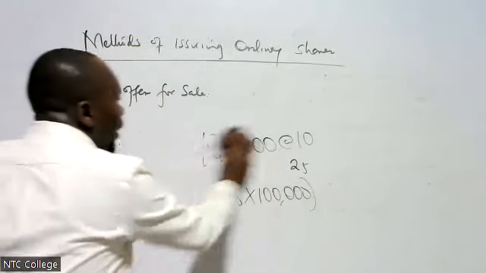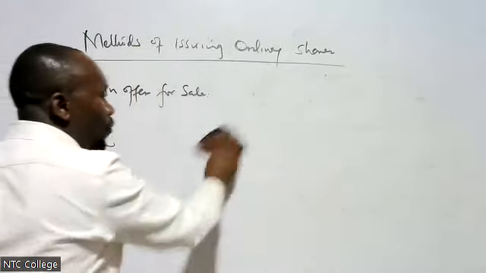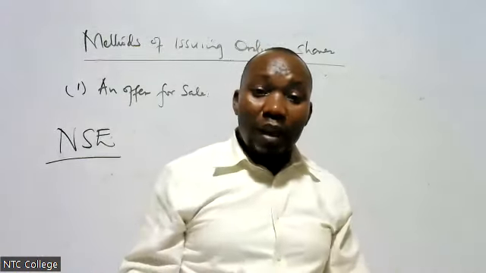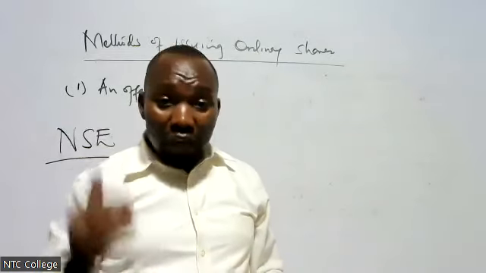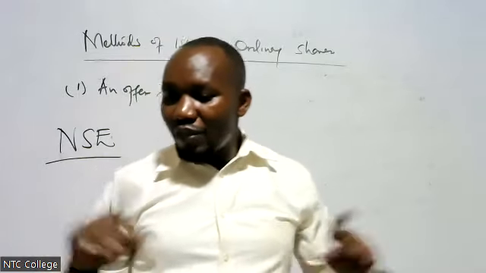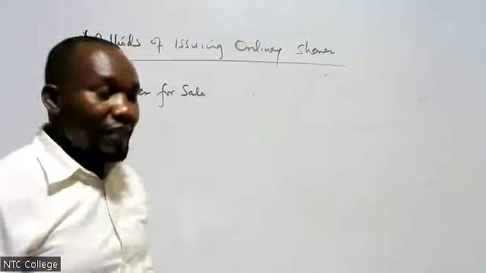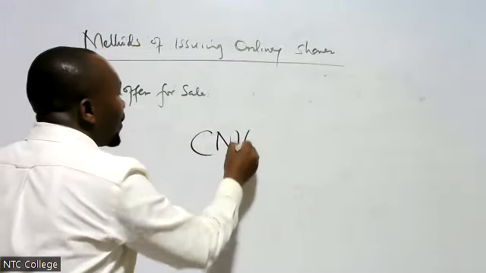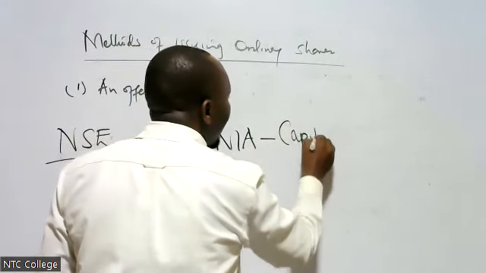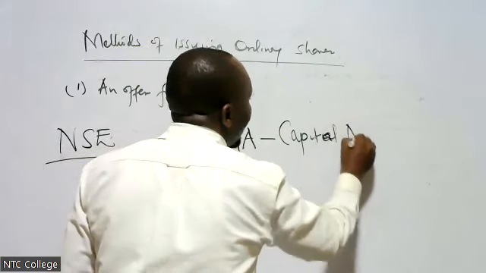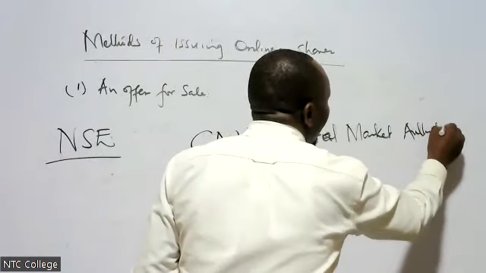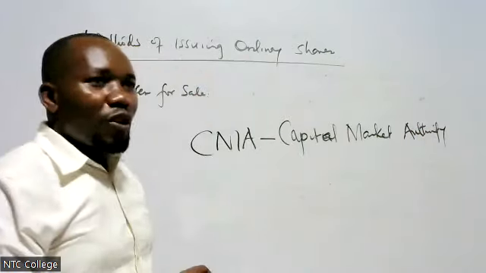Now, where they are trading is called the capital market, but the platform is called Nairobi Stock Exchange or Nairobi Securities Exchange. But the market is called capital market. Now, the capital market is regulated by CMA, which is called the Capital Market Authority. It is a regulator that regulates the capital market.